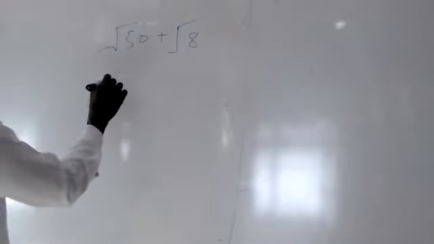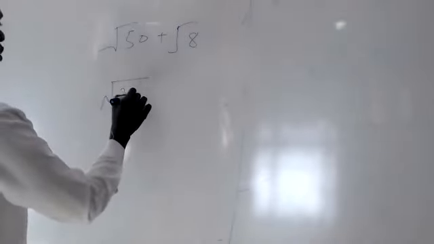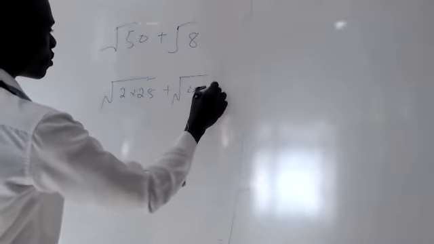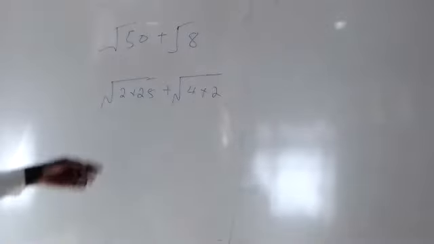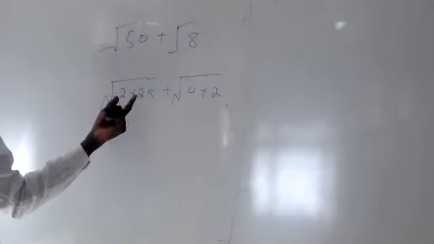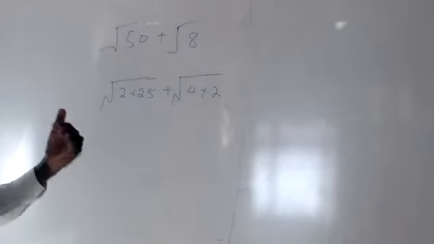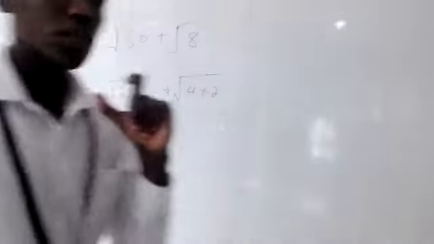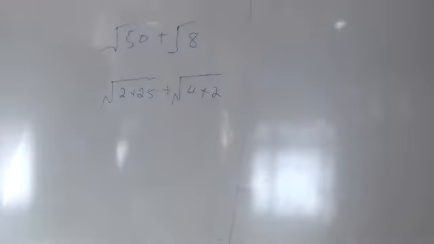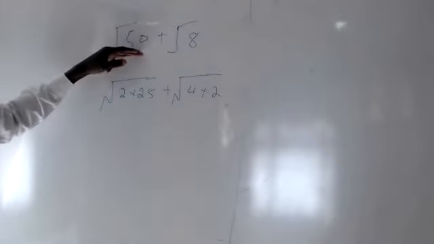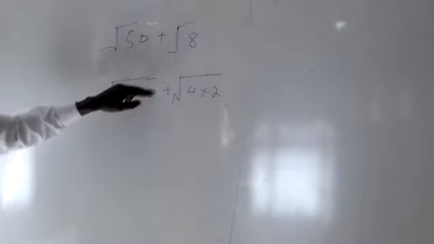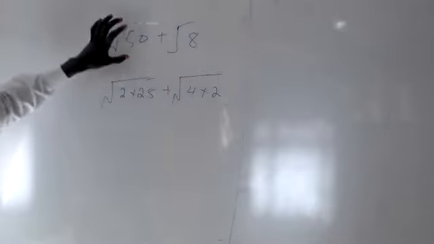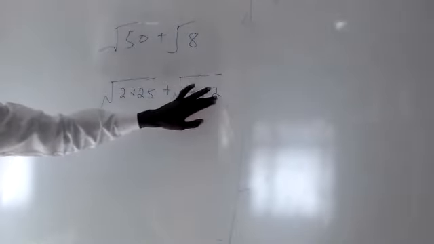Okay. So remember, you can write 50 as 2 times 25, and you can write 8 as 4 times 2. Maybe you're asking why I chose to write 50 as 2 times 25 and not 10 times 5. I'm looking for factors of 50 and 8 which are perfect squares, which can give me square roots which are rational. So 50, the only factor it has which is a perfect square is 25. 8, the only factor it has which is a perfect square is 4. That's why I chose to write 50 as 2 times 25 and 8 as 4 times 2.